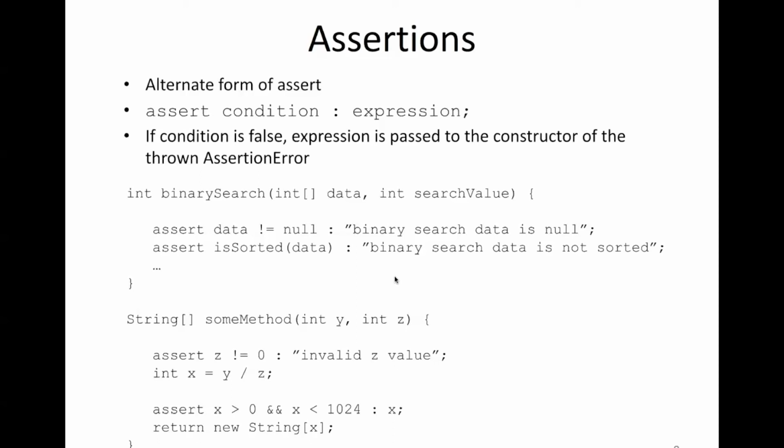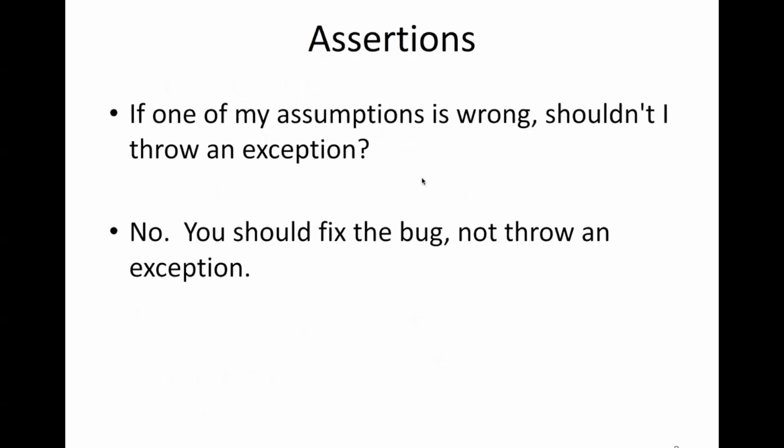Okay, so are there any questions about assertions so far? Pretty straightforward, not one of the harder things that you have to learn. So let's think about this. Why don't we throw an exception if one of my assumptions is wrong? Just think about that for a minute.